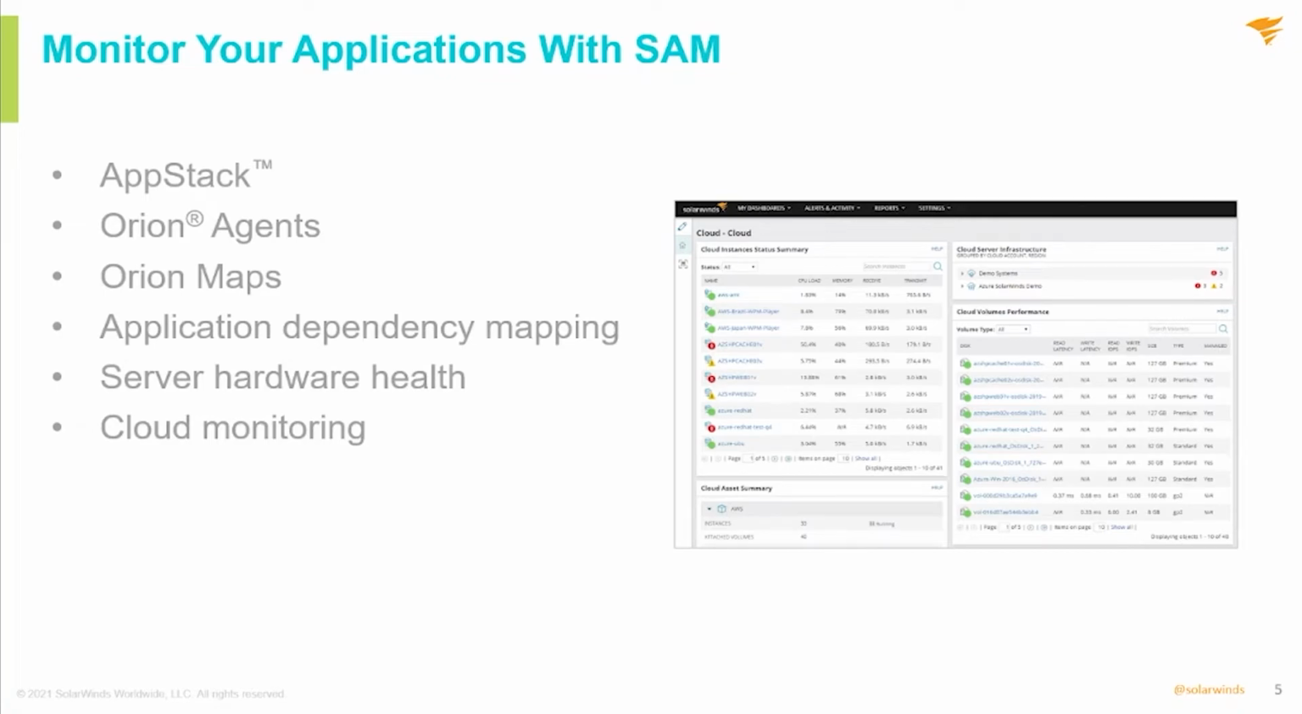Cloud monitoring with SAM. To support hybrid environments, the Orion platform can retrieve data from the Amazon Web Services or your Microsoft Azure Cloud Service platforms to track availability, performance, applications, and more for instances and VMs. It is also possible to deploy SAM through the Azure Marketplace.